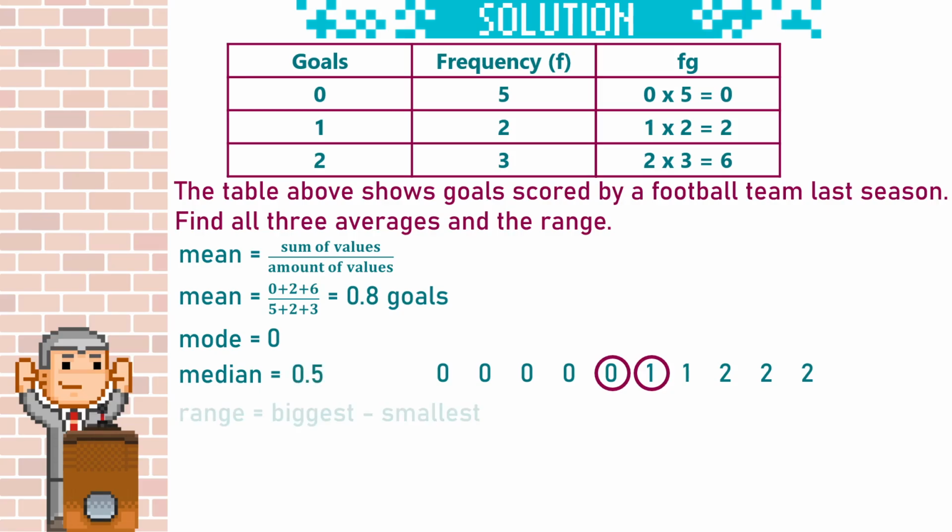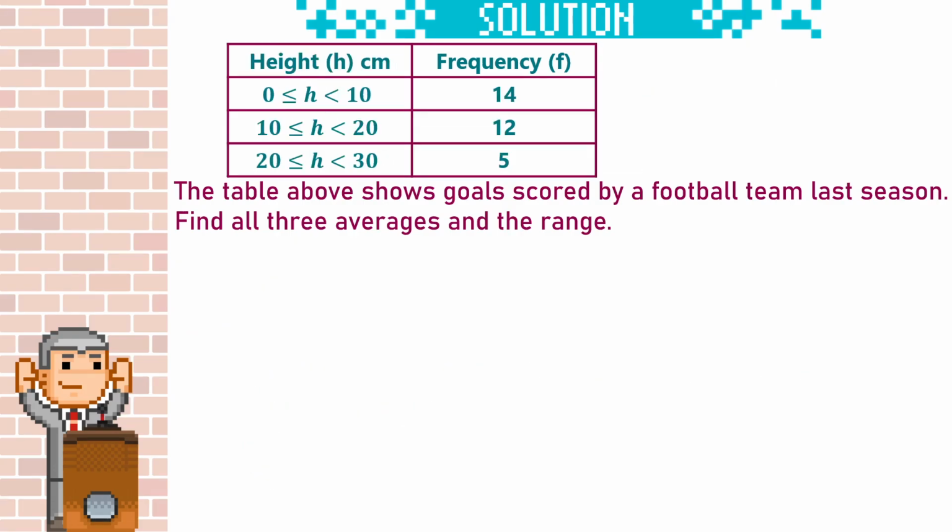The range is the biggest take away the smallest. The most goals scored was 2 and the least was 0, therefore the range will be 2. To find the mean, we would normally add an FH column, but we're unable to multiply 0 to 10 by 14. We need a number that represents 0 to 10. This is where the midpoint comes in to save the day.